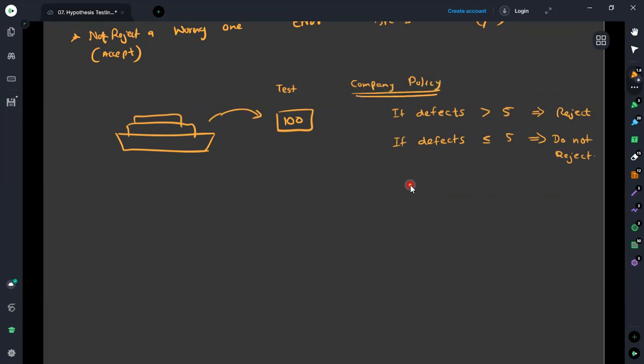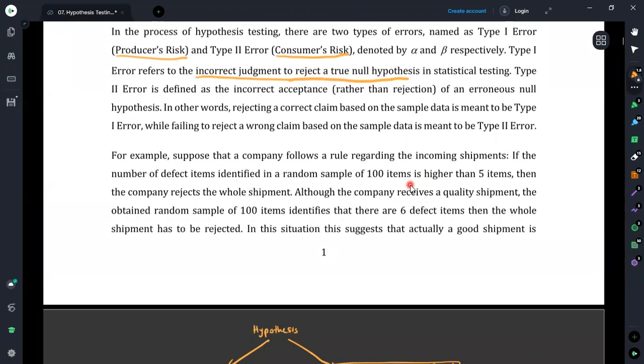According to the company policy, if the defects are greater than 5, reject. Rejecting means they are rejecting the entire shipment. They are not rejecting these 5 items only. They are rejecting the entire shipment if the defects are greater than 5. If the defects are less than or equal to 5, they fail to reject the shipment. They have to accept the shipment. Suppose that in one day they have got a shipment.